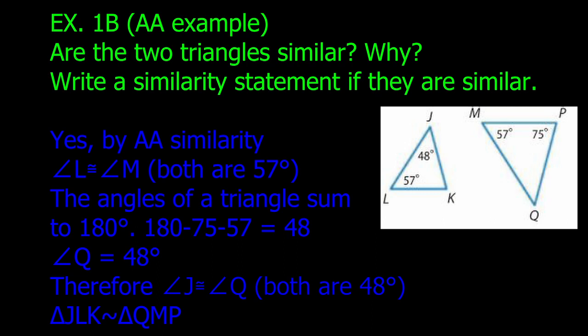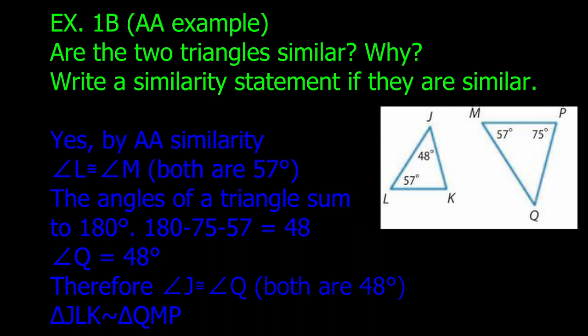We'll figure out your third angle. You can figure out the third angle of the large triangle, which is angle Q, by subtracting 57 and 75 from 180, because all the angles of a triangle add up to 180. So 180 minus 75 minus 57 is 48. Therefore, Q is 48 degrees. Therefore, J and Q are congruent to each other. So L and M are congruent. They're both 57. J and Q are both 48. Therefore, they are similar by AA because we have two sets of congruent angles.